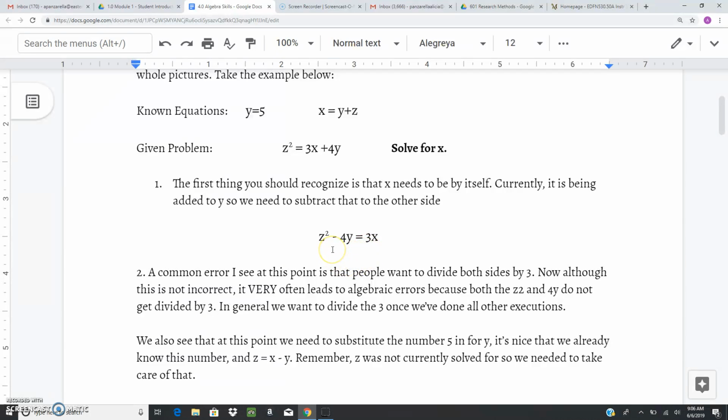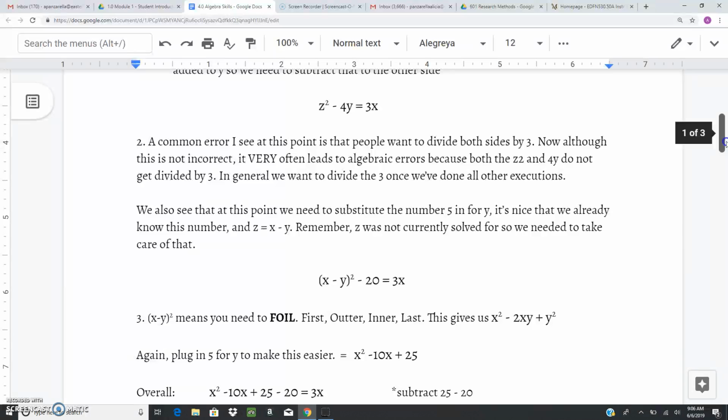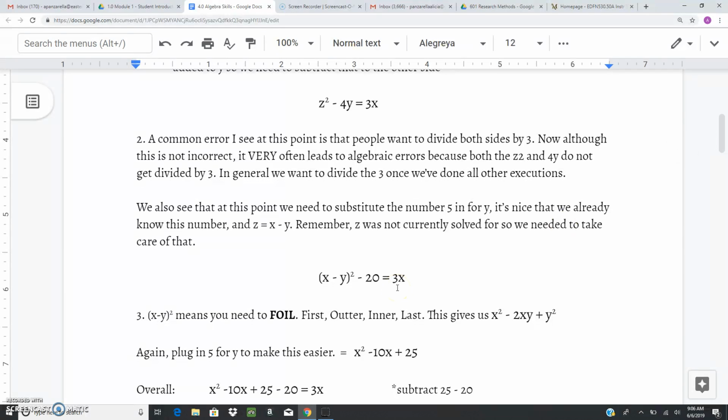So we just want to leave that 3 by itself. And on the left-hand side, we want to go ahead and substitute in what z and y represent. Well, y is pretty easy because we know that y is equal to 5. So 5 can just go in. But z in this equation is currently not by itself. It's being added to y. So we're going to go ahead and subtract it over to that left-hand side. When you add those two equations in, you find that x minus y is squared.